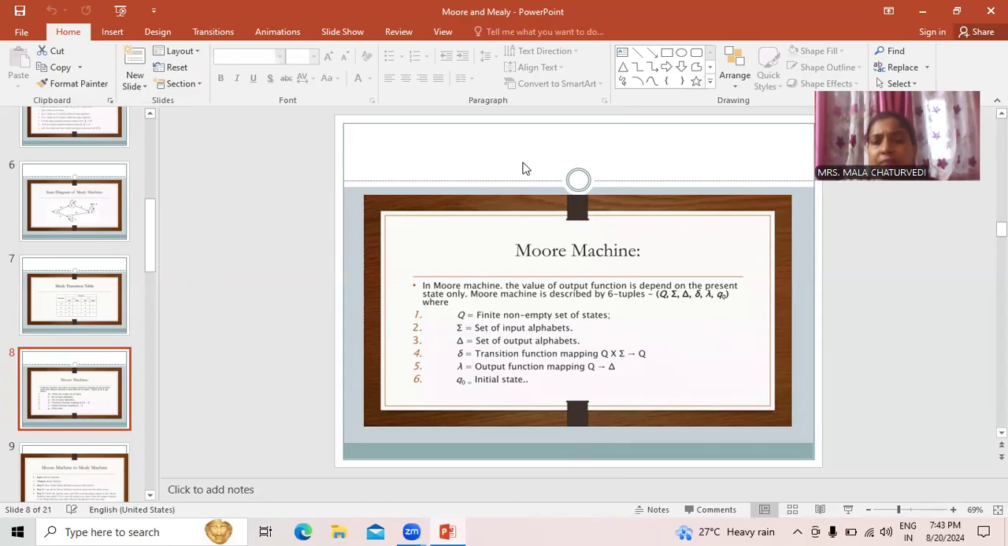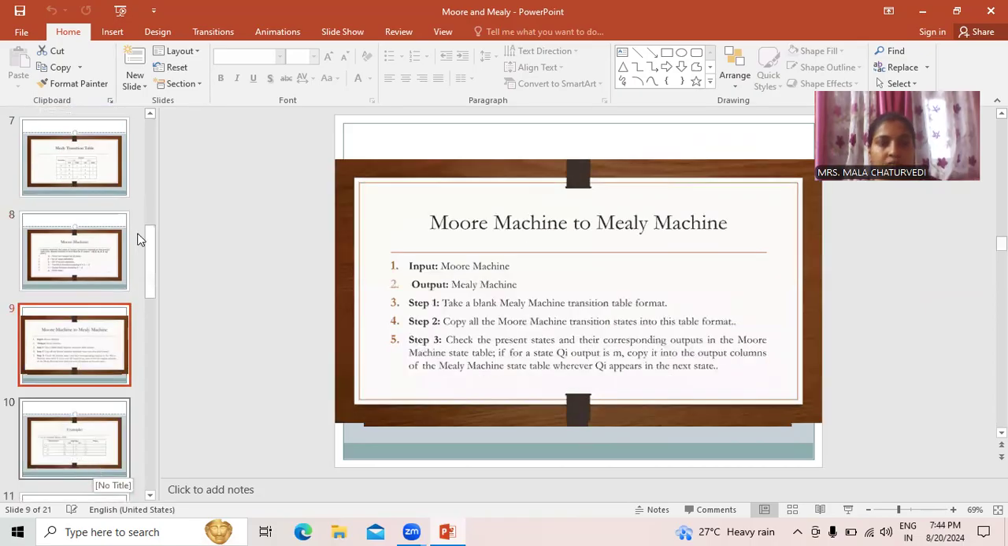whereas the 6 tuple is described by Q, that is a finite non-empty set of states, sigma, the set of input alphabets, delta, the set of output alphabets, lambda, the output function which maps Q to delta, Q naught is the initial state, and the transition function which maps Q cross sigma to give Q.